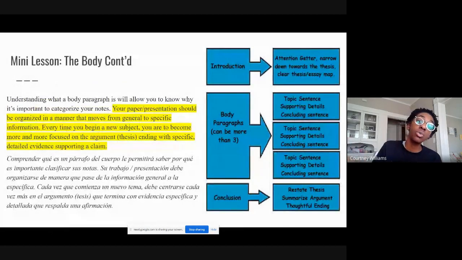In addition to what I just stated about body paragraphs and the importance of organization and structure, understanding what a body paragraph is will allow you to know why it's important to categorize your notes. So your paper and your presentation should be organized in a manner that moves from general to specific information. Every time you begin a new subject, you are to become more and more focused on your thesis, ending with specific, detailed evidence supporting a claim.